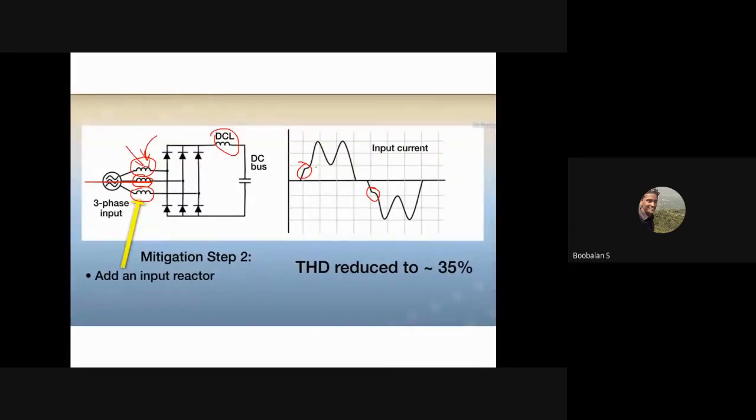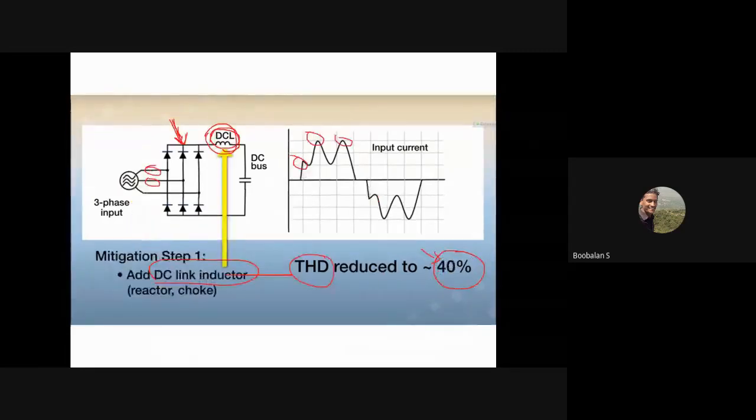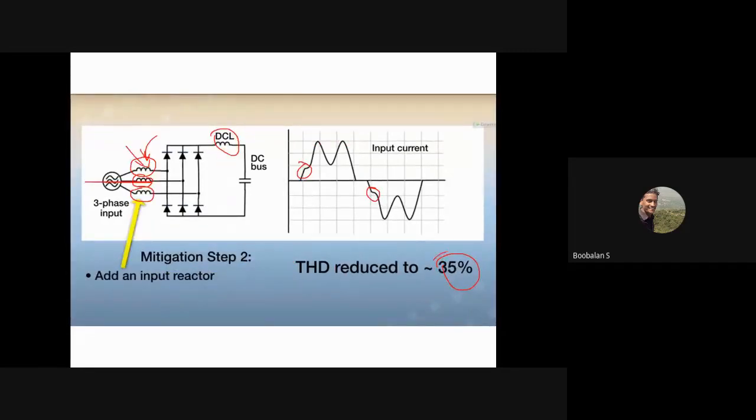So now it is somewhat getting eliminated. The THD is reduced by about 30%, 45% reduced, and now it is coming to 35. So totally it is getting eliminated. So these are the things, by adding this inductor.